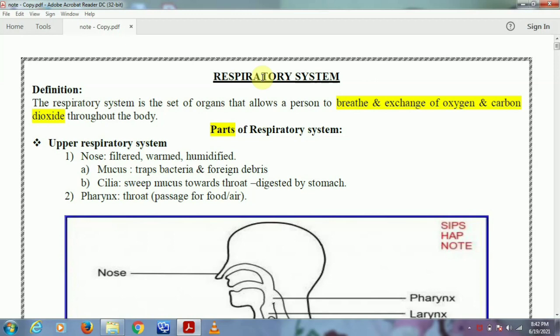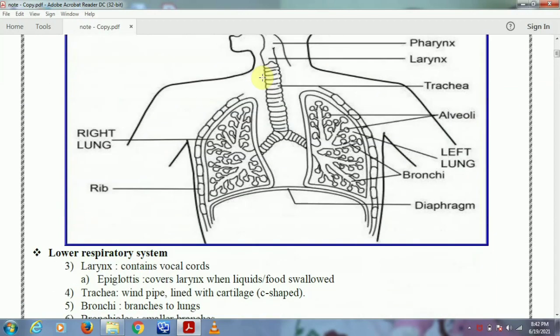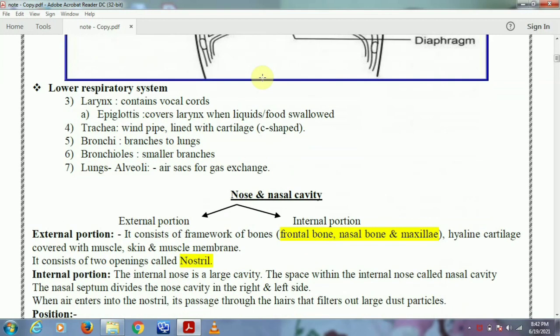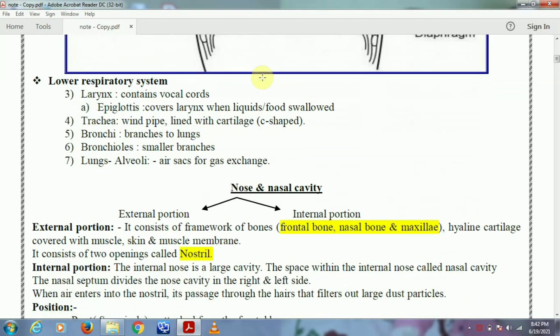Then the second question comes from the parts. What are the different parts involved in the respiratory system? Upper parts: nose and pharynx. Similarly, lower parts: larynx, trachea, bronchi, bronchioles, alveoli. So another question may come from the parts: what are the parts involved in the upper respiratory system? What are the parts involved in the lower respiratory system?